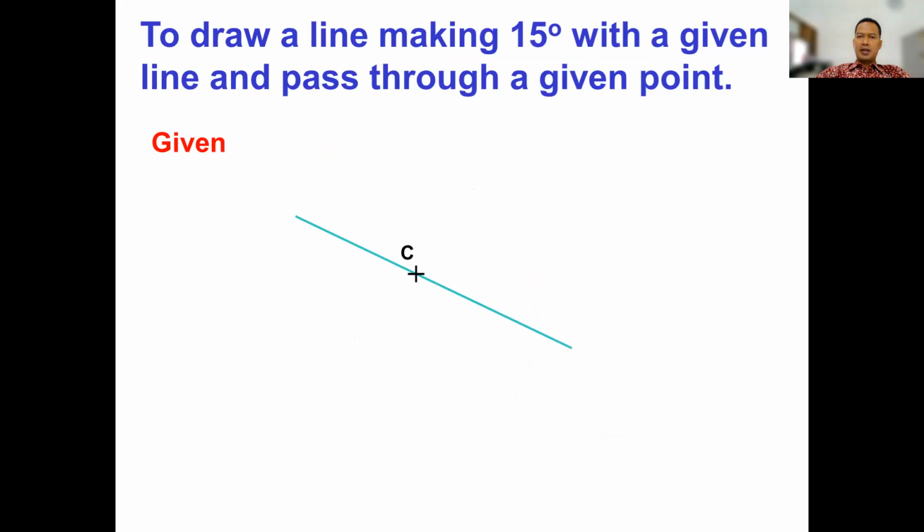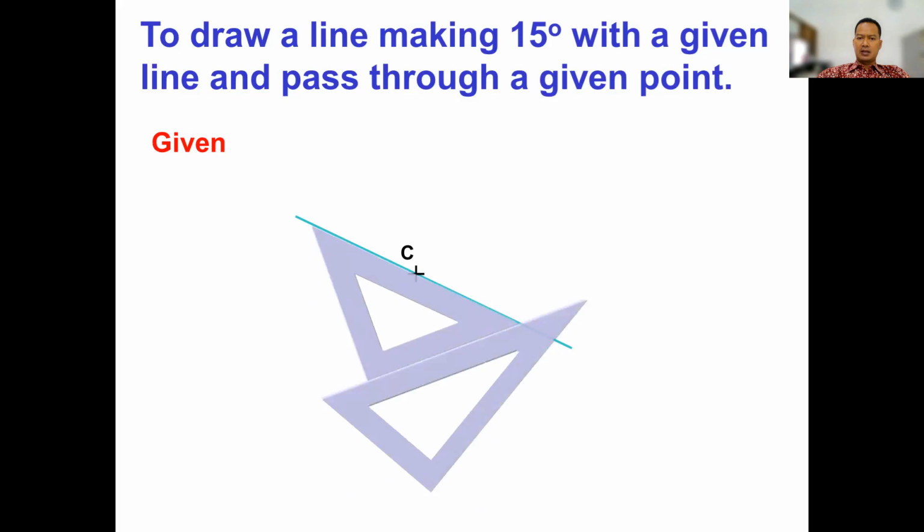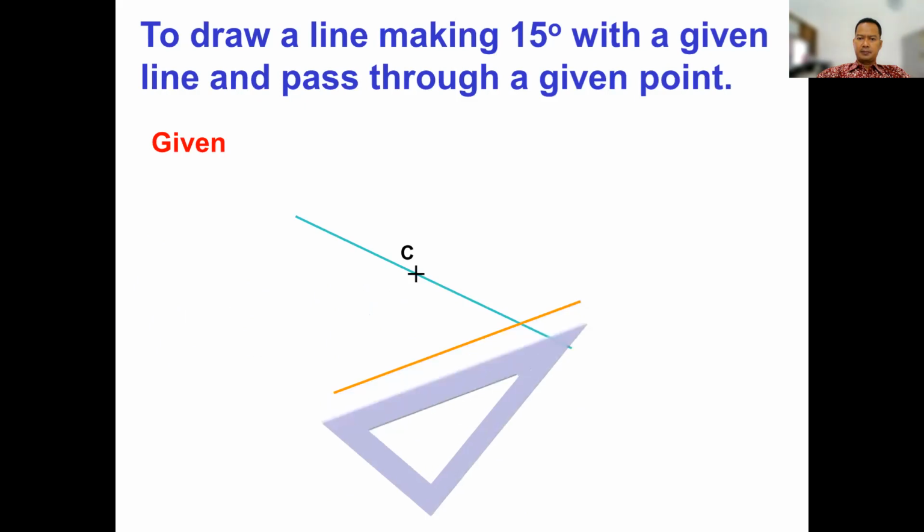And then to draw a line making 15 degrees with a given line and passing through a given point C like this, use another triangle to make a line with the 15 degrees.